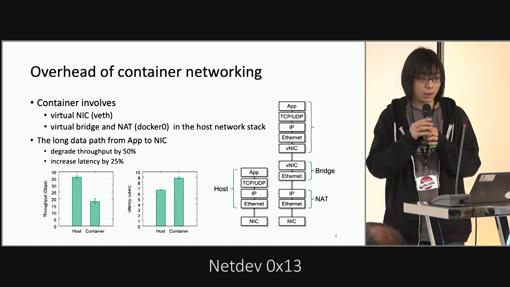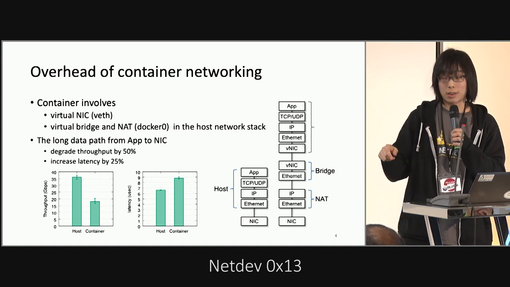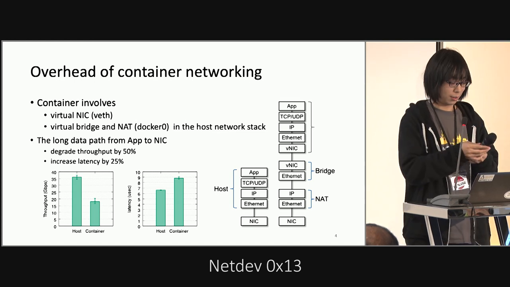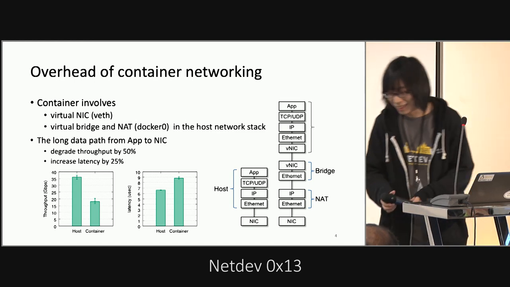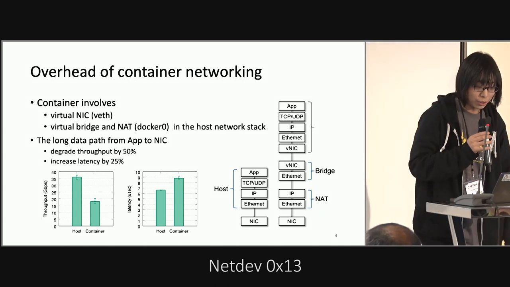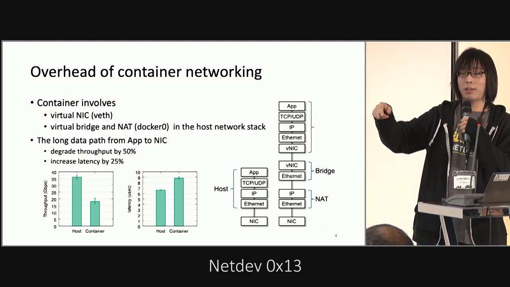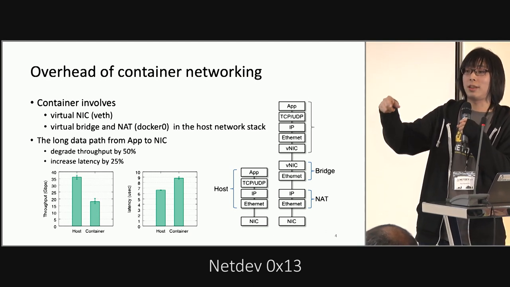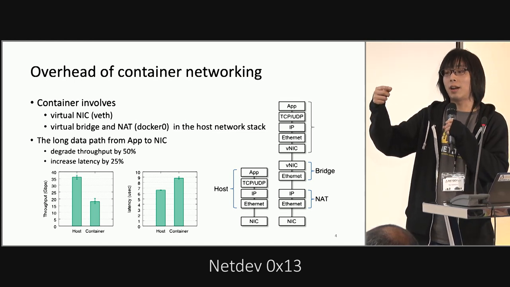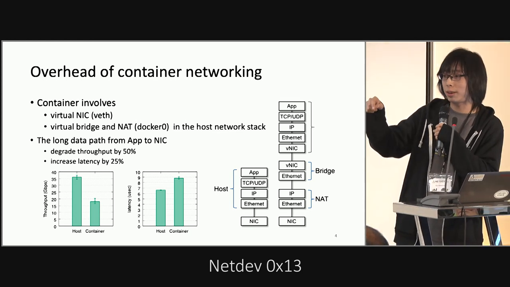This figure indicates the protocol stack in the network stack architecture. In the native bare metal host, the application writes the data to the socket, and the network stack processes the data and divides the data into packets. And there are the IP layer and the Ethernet layer, then the data is transmitted to the wire.